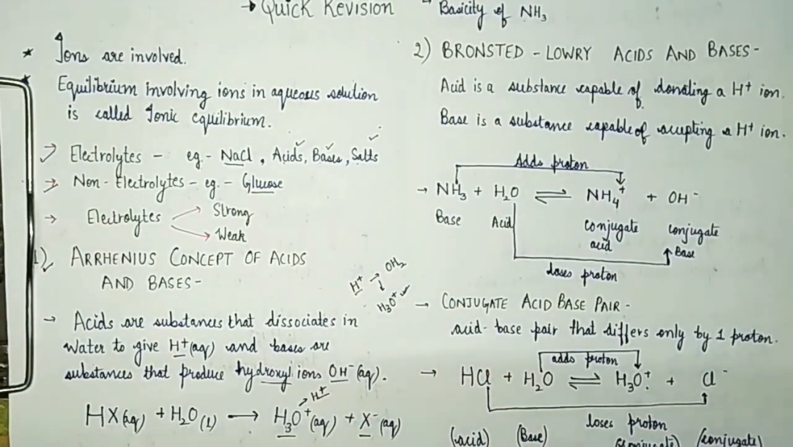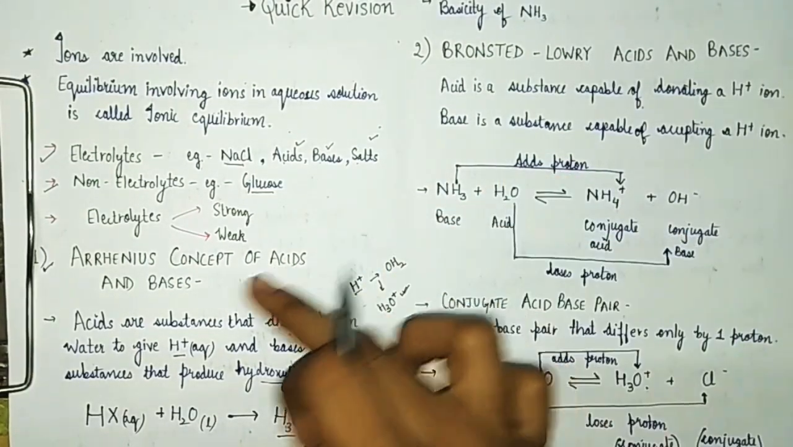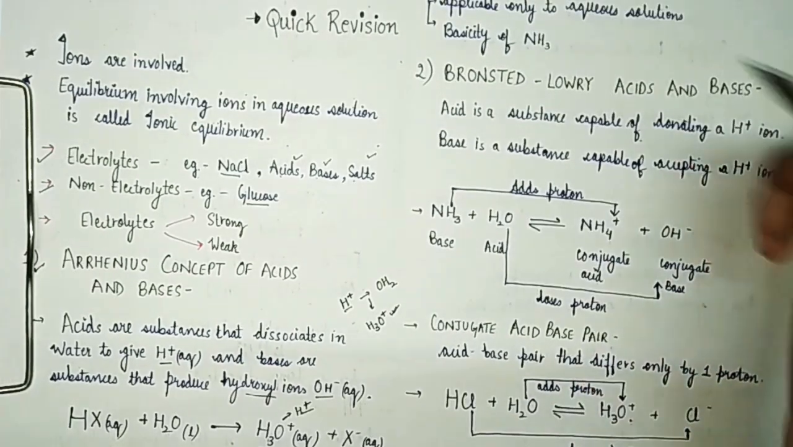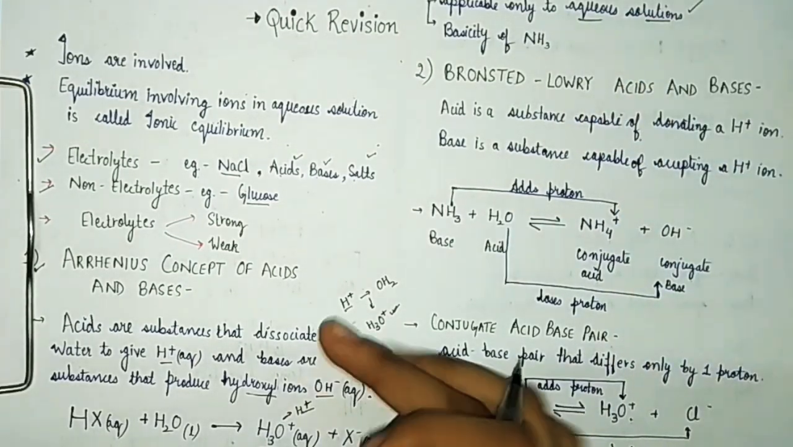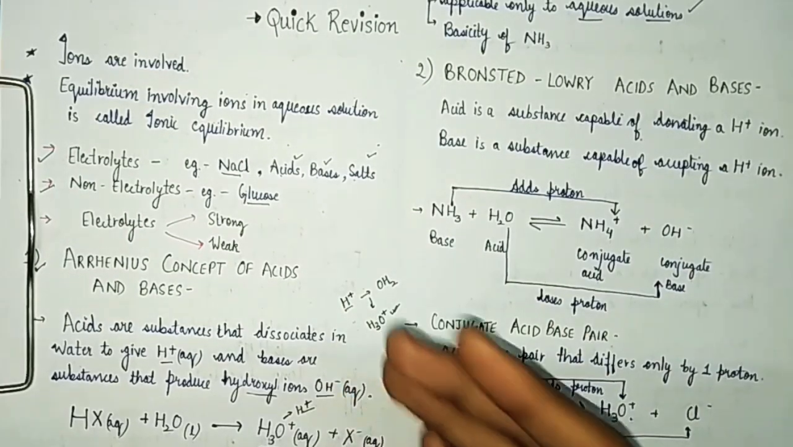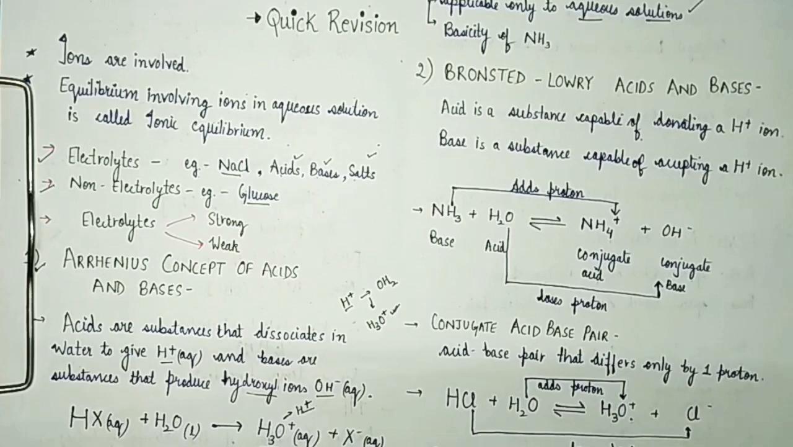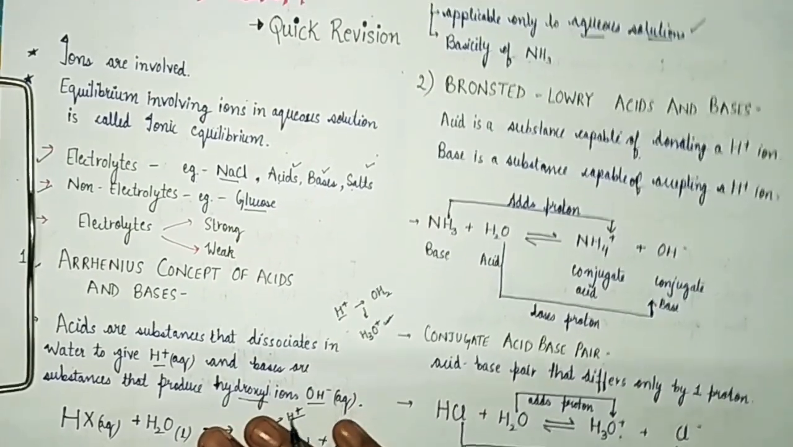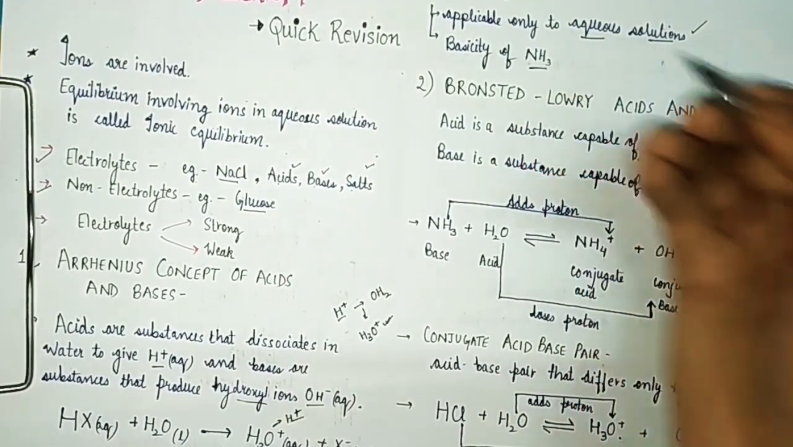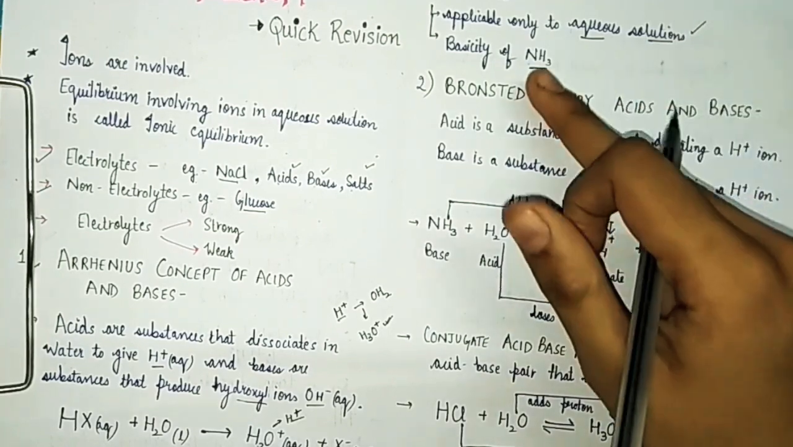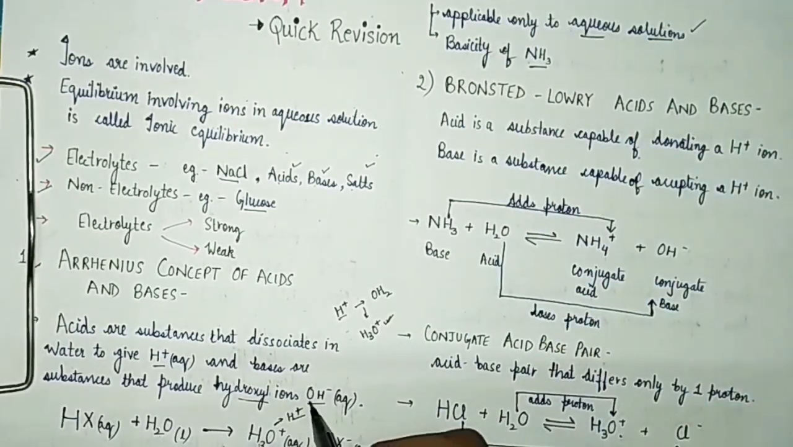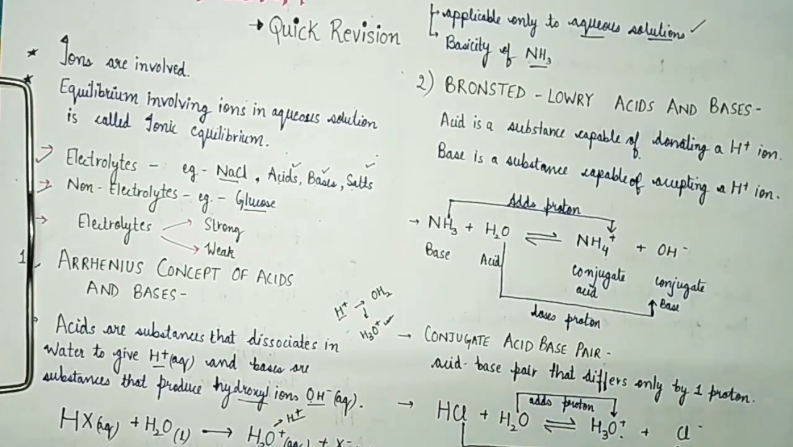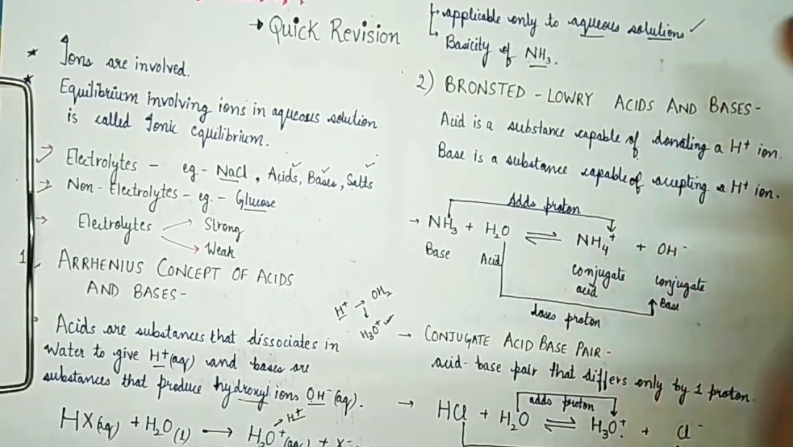Now this theory has certain limitations. That's why we do not define acids and bases according to Arrhenius. The limitation was that it is applicable only to aqueous solutions. So we cannot tell whether a substance is an acid or a base until we see its behavior in water or aqueous media. This is a big limitation. And we all know that ammonia, NH3, is basic, but the ammonia molecule does not possess a hydroxyl group, OH-. So how can we tell whether it's a base or not?